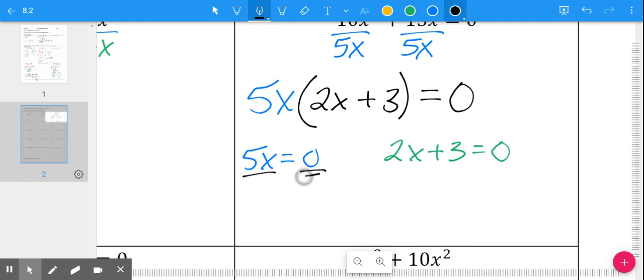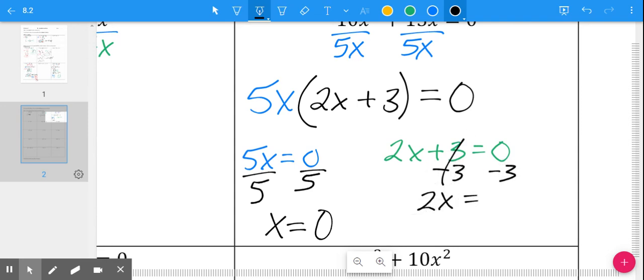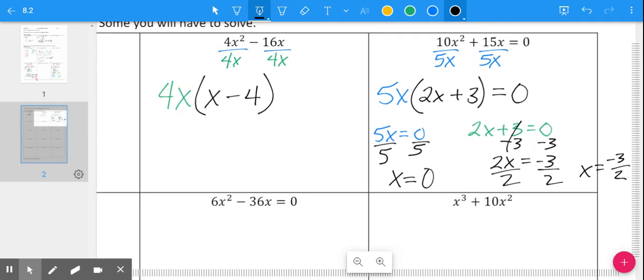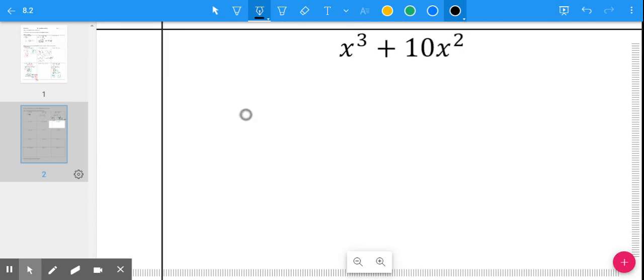So we're going to divide both sides by 5, which means your x value equals 0 because 0 divided by 5 is 0. On the other one, subtract 3, you get 2x equals negative 3, divided by 2, and x is negative 3 over 2, which is the same as negative 1.5. So I want you guys to try to find the commonalities between these and finish this paper, then check your answers on Canvas later. One other one I do want to look at is this one.